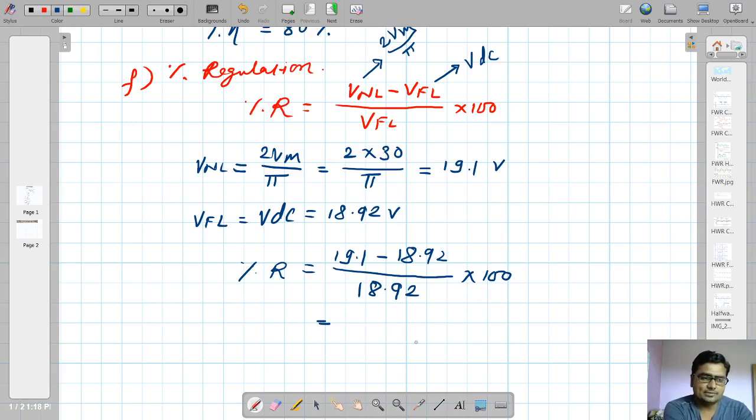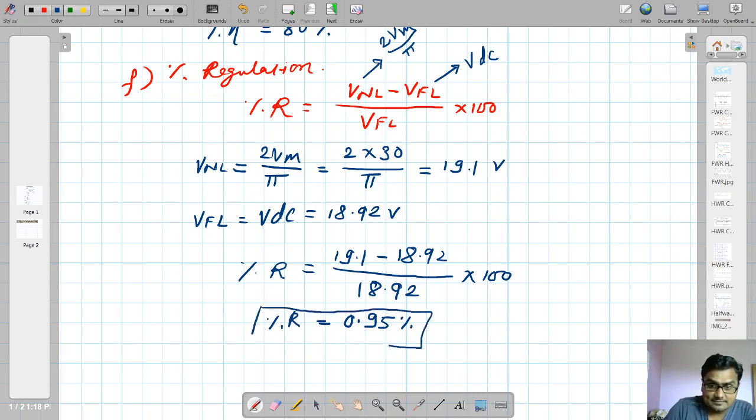Yes, do it. 19.1 minus 18.92. Is it? I have the answer. It is 0.95%. Look at this. The percent regulation is just 0.95%.